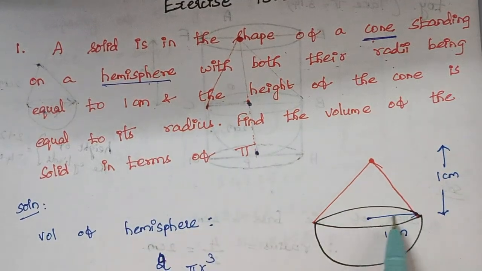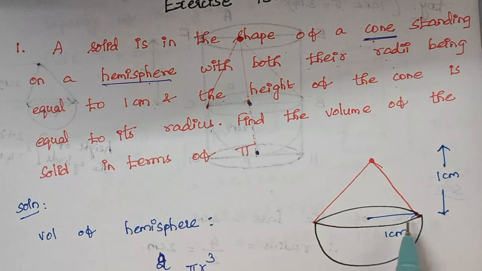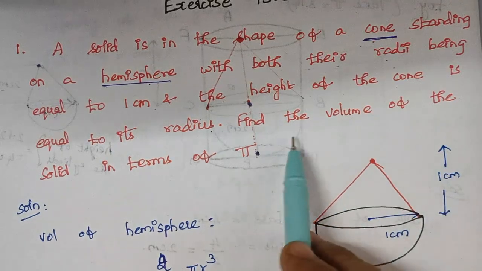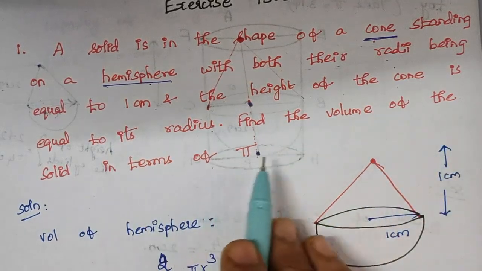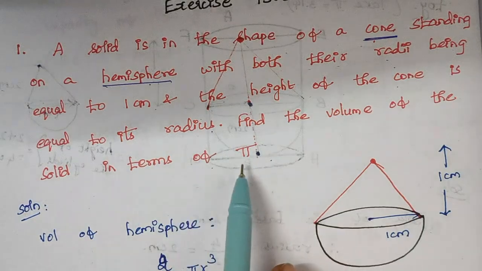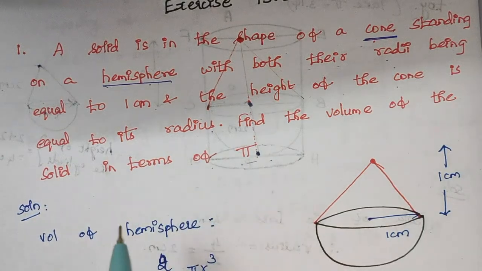So what about the radius of the cone? It is 1, so radius is equal to height. So obviously the height of the cone is 1. Find the volume of the solid in terms of pi. So here you have to find the volume. So what is the formula for volume? They have given in terms of pi, so you can keep pi as such. No need to substitute its value.